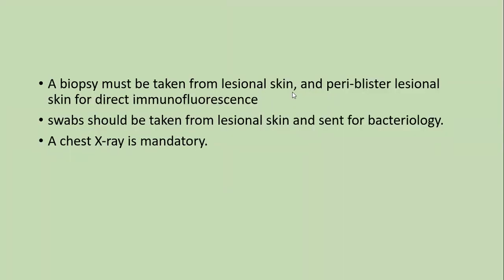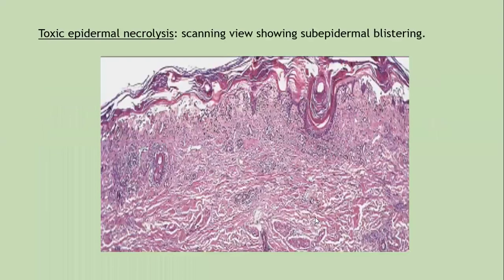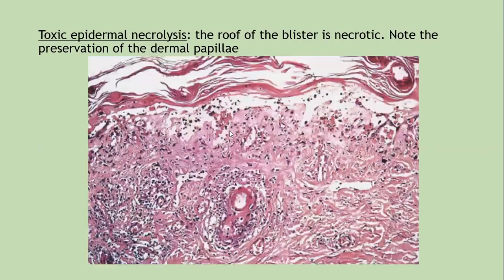Biopsy must be taken from lesional skin and peri-blister lesion for immunofluorescence. Chest X-ray is mandatory. So in toxic epidermal necrolysis, as the name signifies, there is an epidermal necrolysis, and we see almost complete necrosis of epidermis. And there is a subepidermal blistering, and here you can see the subepidermal blistering.